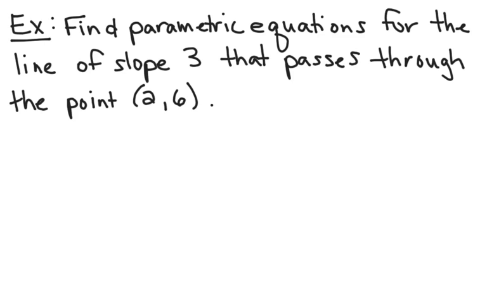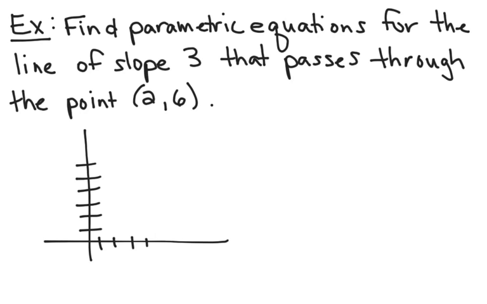The last thing that we're going to talk about in this video is finding a parametric equation for a graph. I want to find a parametric equation for the line that has a slope of 3 and passes through the point (2, 6). Well, I want you to think about what that looks like. So here's my graph. (2, 6) would be 1, 2, 3, 4, 4 would be here. If it has a slope of 3, that means to get to the next point you would have to go up 3 and to the right 1. So your line would be here somewhere.